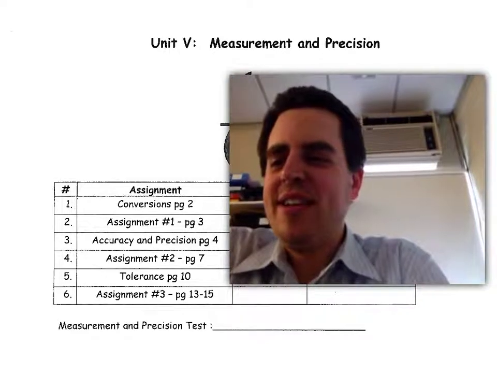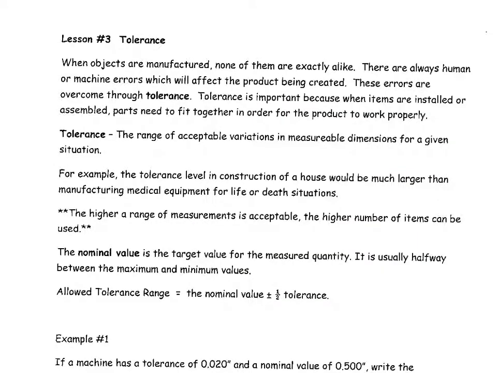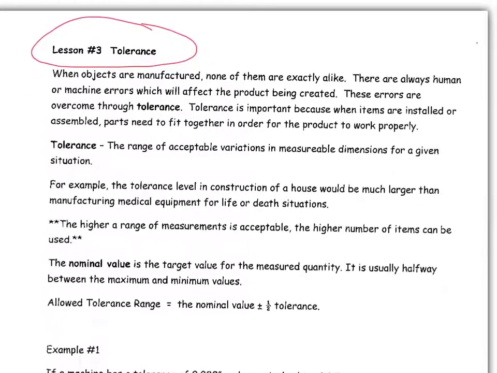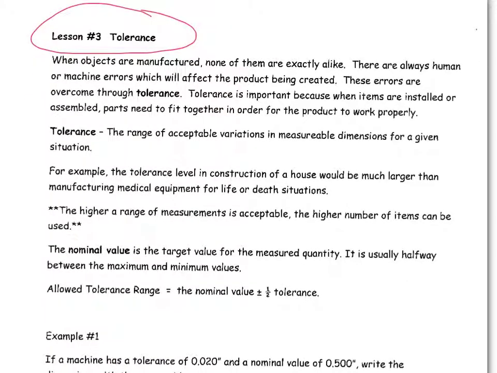Let's get started. All right, so we're going to talk about tolerance. This is the third and final lesson here for our unit. And I'll just highlight that this is on page 12 of the book, so page 12 of the 19. Okay, so we can go there, please. All right. So what can we say about tolerance?